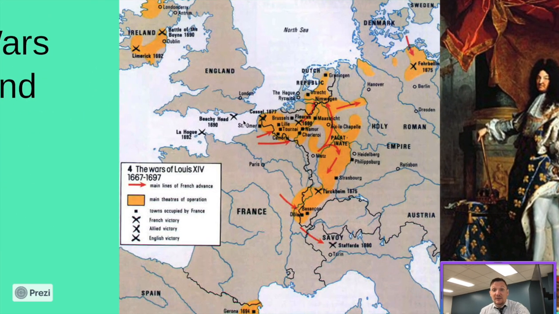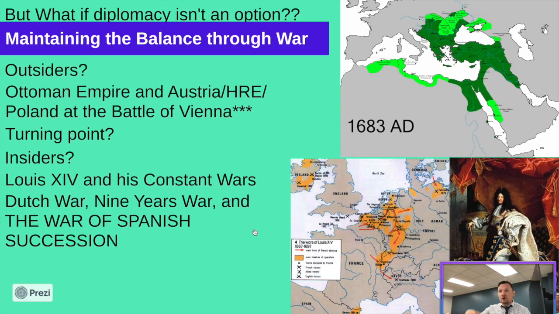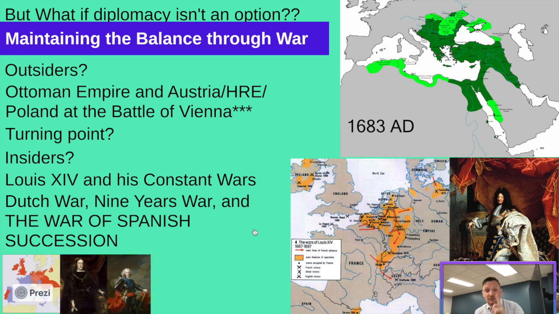As you can see, my guy was literally fighting all over the place, just trying to grow the borders of France, grow their influence, and grow their prestige. Now, the one I'm going to talk about is the War of Spanish Succession, because to me that is the most important one. There was an issue that popped up in Spain that led to Louis almost getting too powerful. So the rest of Europe is going to get together, form the Second Grand Alliance, and stop him.